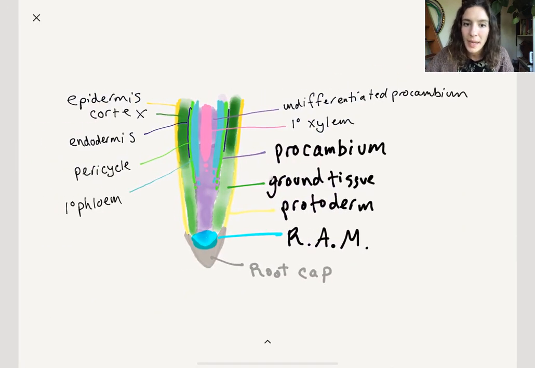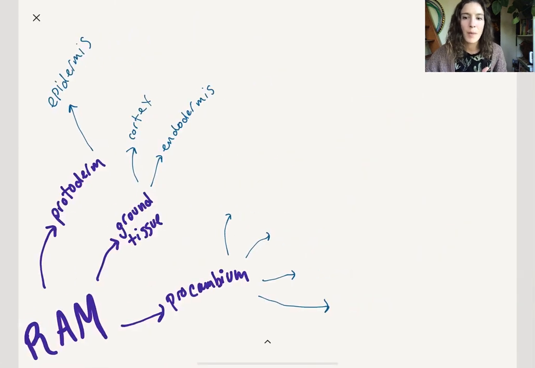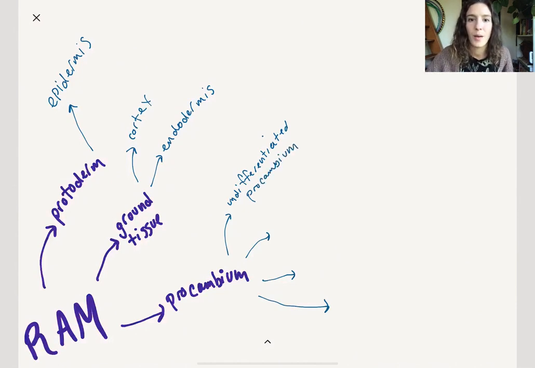Now, the procambium is a bit more complicated because it's producing a few different types of cells, and it's also not producing a couple of cells. In other words, some of that procambium is just going to remain as undifferentiated procambium for the time being until it gets a little bit older. The other tissues that we see derived from the procambium are the primary xylem, the primary phloem, and the pericycle.